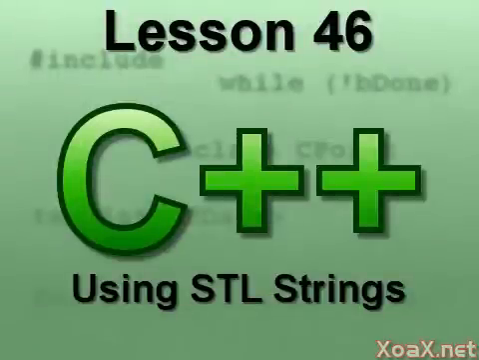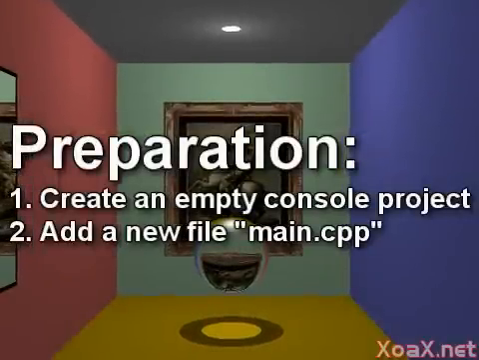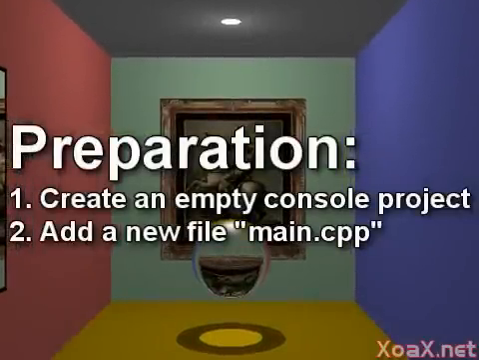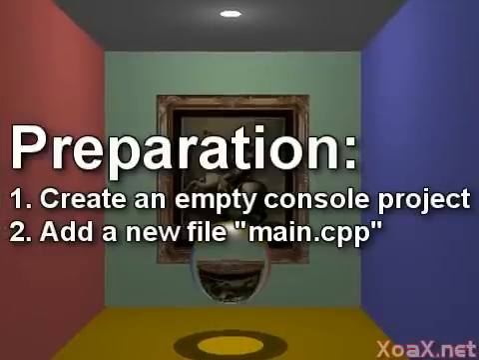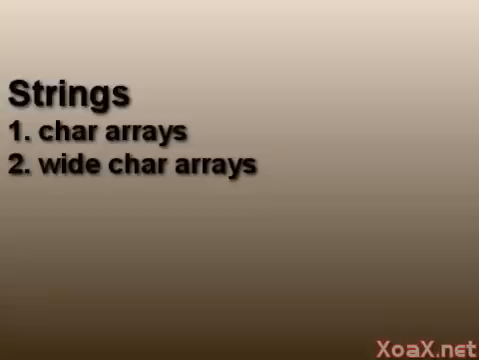Lesson 46, Using STL Strings. To follow along with this lesson, you will need to create a new console project and add a new file named main.cpp to it, as we did in Lesson 1. So far, we have gone over char array strings and wide char array strings. These were the first types of strings in C++ and were carried over from C.